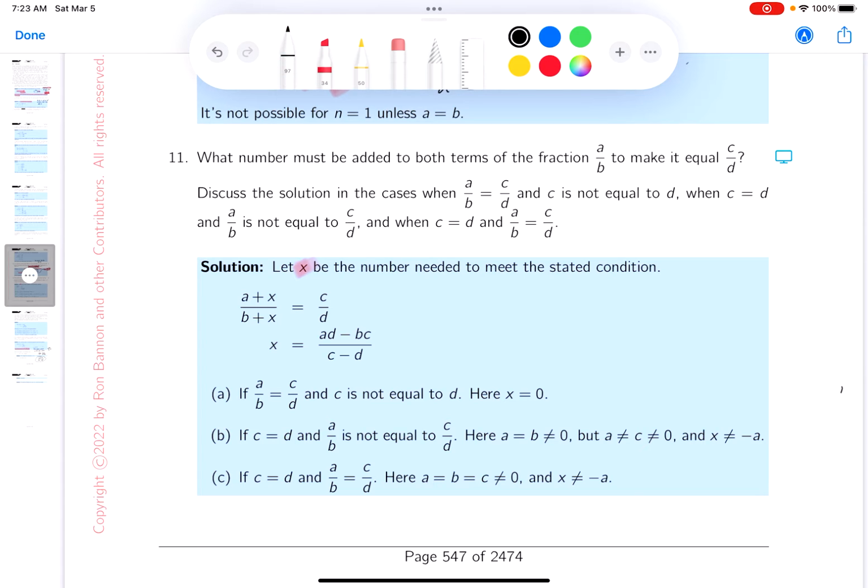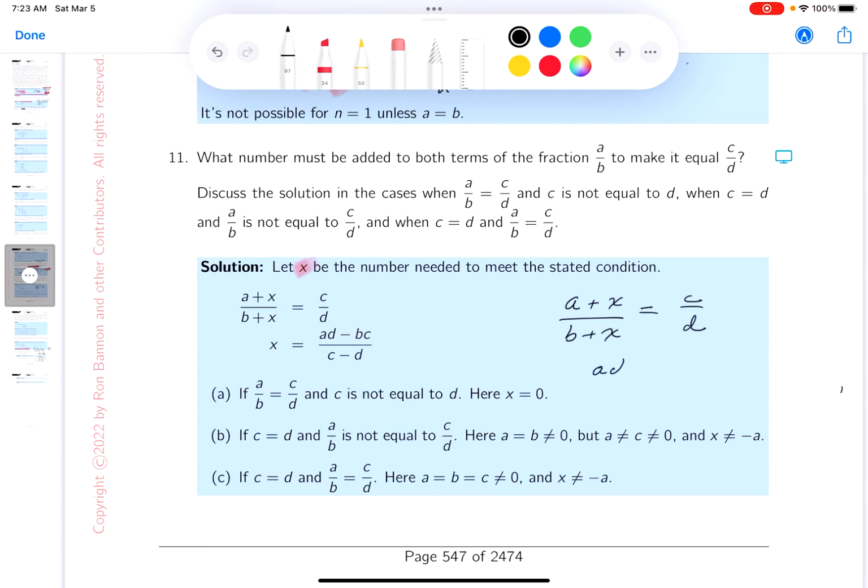So I want to go through that, right? So I'm going to add x to the top member, and I'm going to add x to the bottom member. And that's your question. What number must be added to both members of that fraction to make it equal to c over d, right? So I'm going to say that's pretty easy to solve, and I'm going to go through that for you. That's going to be what?